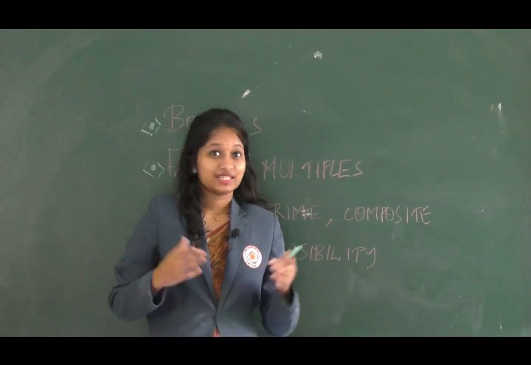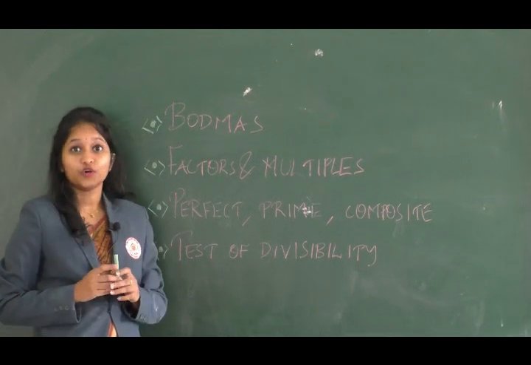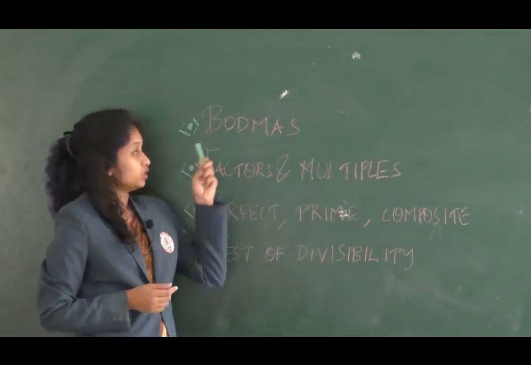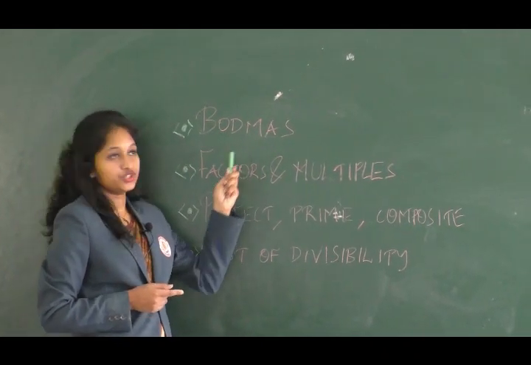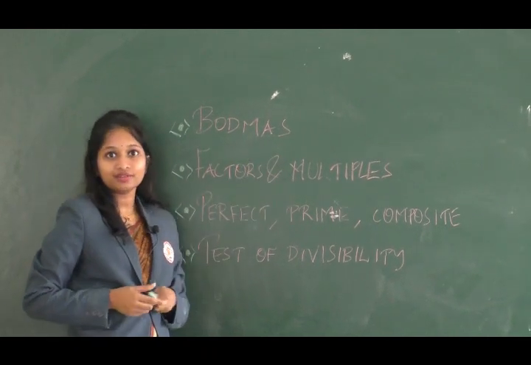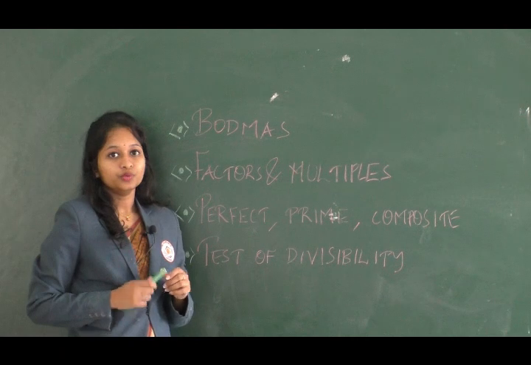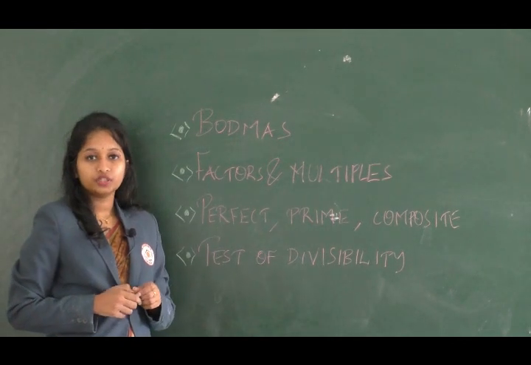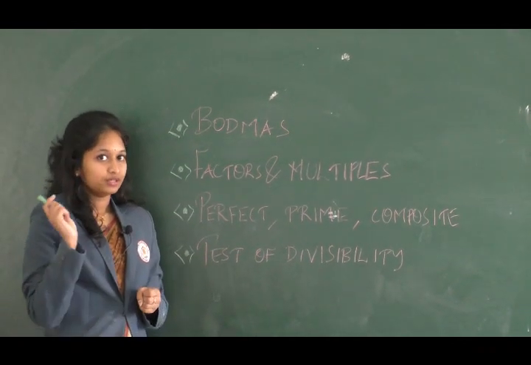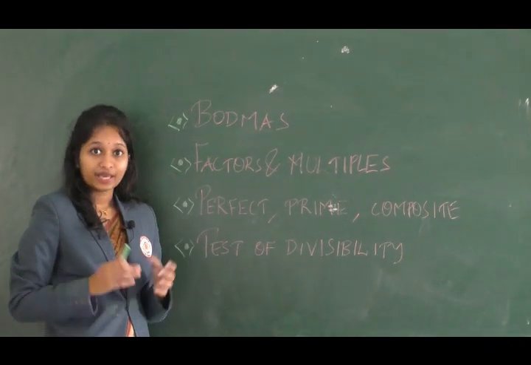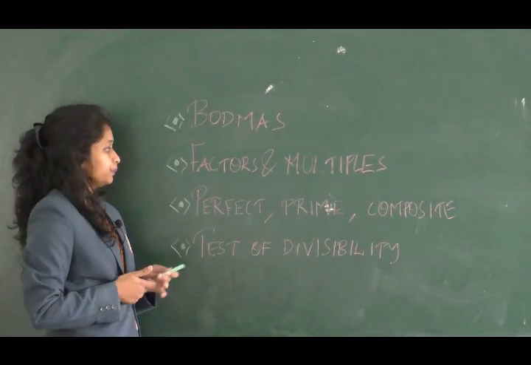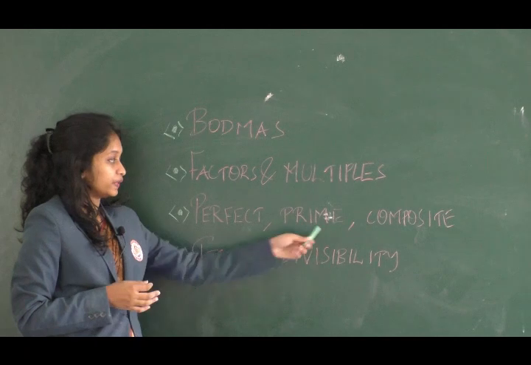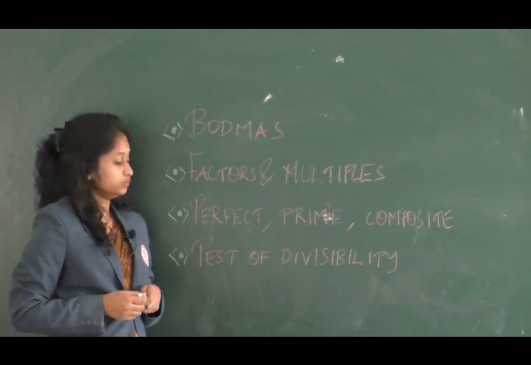So children, in this video we learnt about order of operations, right? You remember? We learned about BODMAS, bracket, of, division, multiplication, addition and subtraction. These are the order to perform any problem. Second, we learned about factors and multiples. We learned the definitions and their properties, yes. And we also learned about perfect numbers, odd and even numbers, prime numbers and composite numbers.